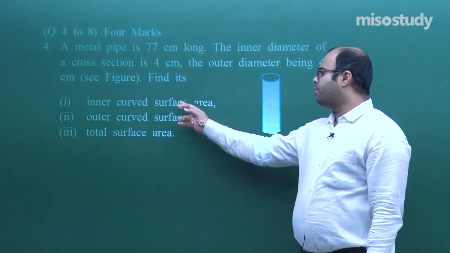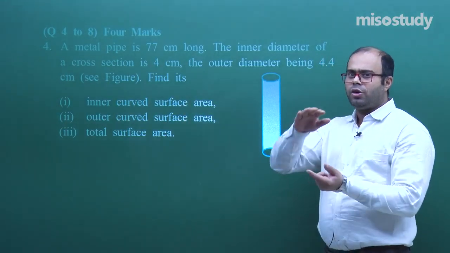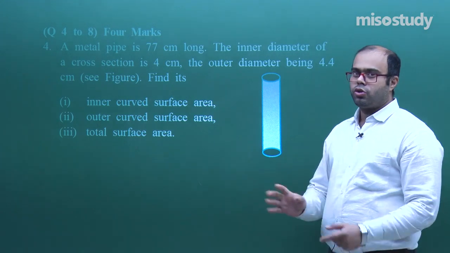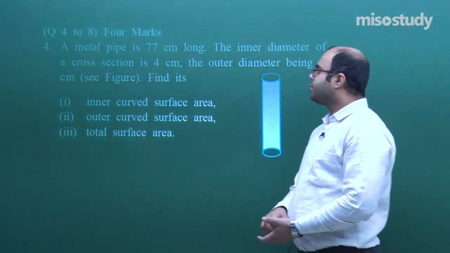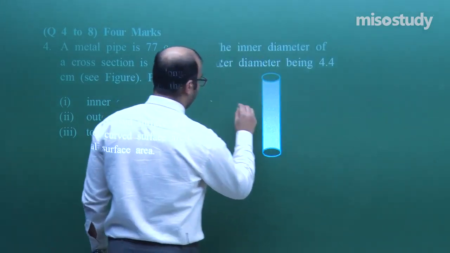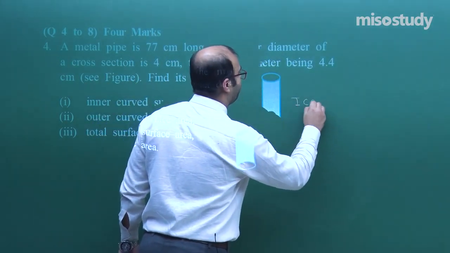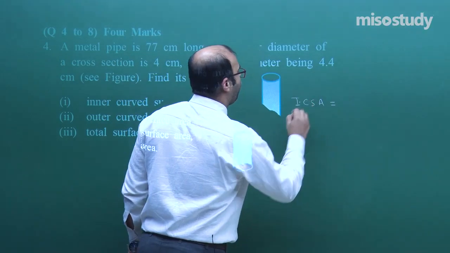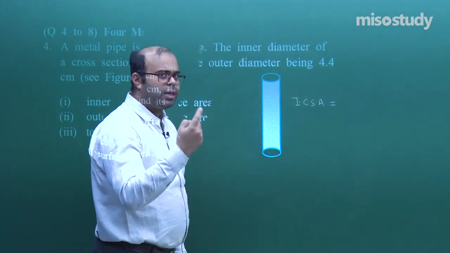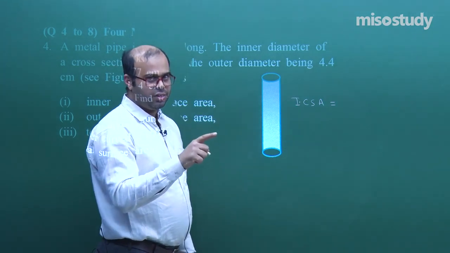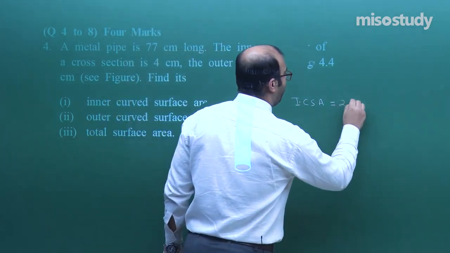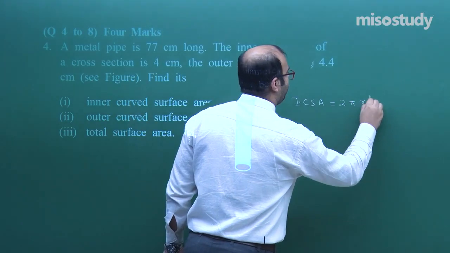Total surface area is the sum of these two, because here it does not mean the top and bottom, it is an open pipe. So, total surface area is inner surface area plus outer surface area. So, let us find inner curved surface area. For inner curved surface area, the formula is the same, 2 pi RH curved surface area, but the radius is the inner radius. So, we will say 2 pi inner radius into height.